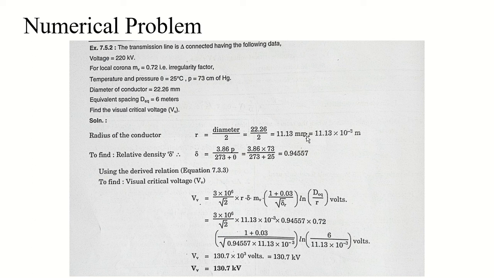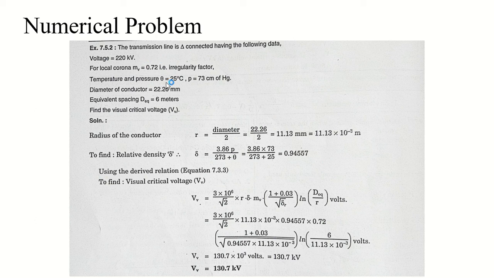So we know the formula for visual critical voltage. We have discussed it earlier as well. So what are the quantities required here? You need R, basically the diameter. From the diameter you will extract the radius. After that, you will require the air density. After that, the MV, which is given in the question itself. And then DEQ, or the spacing between two conductors, is also given. So let's find the R and delta first, and then we will substitute the values in this formula.